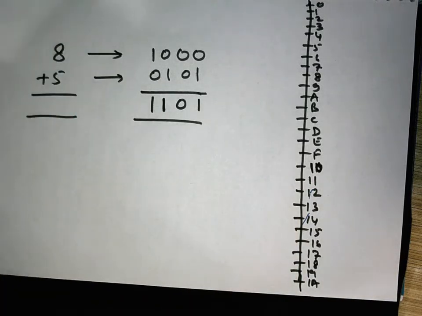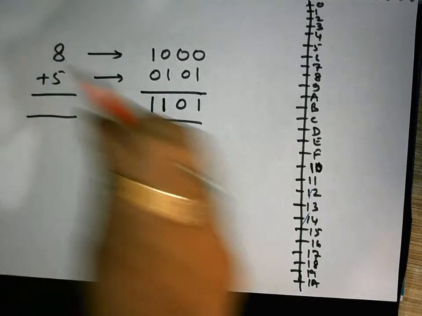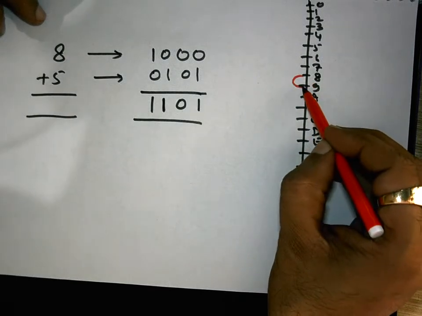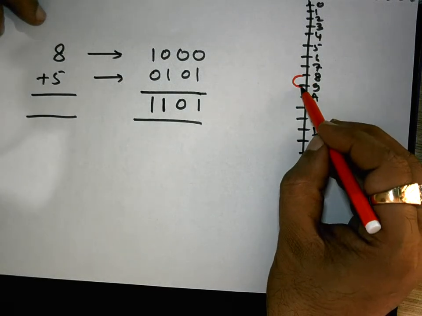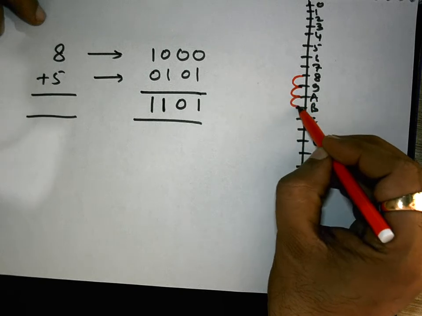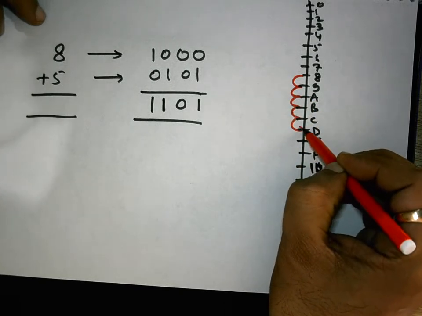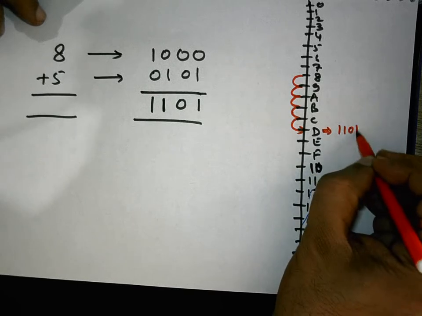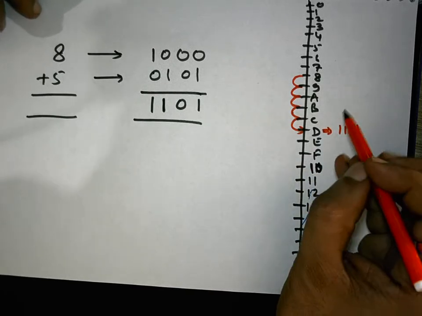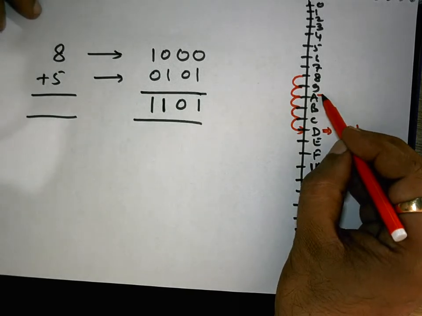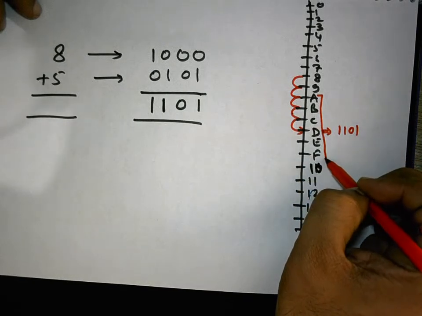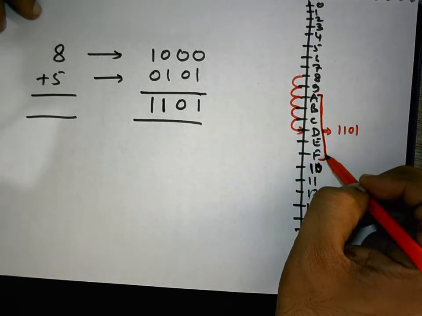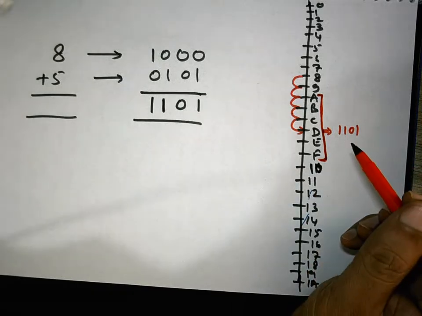Suppose we add this 5 to 8. This means we have to move 5 steps ahead starting from 8: second step, third step, fourth step, and fifth step. So we are here at D, whose binary equivalent is 1101. Why did we reach here? It is because of these 6 codes, and these 6 codes form an invalid region for decimal numbers.